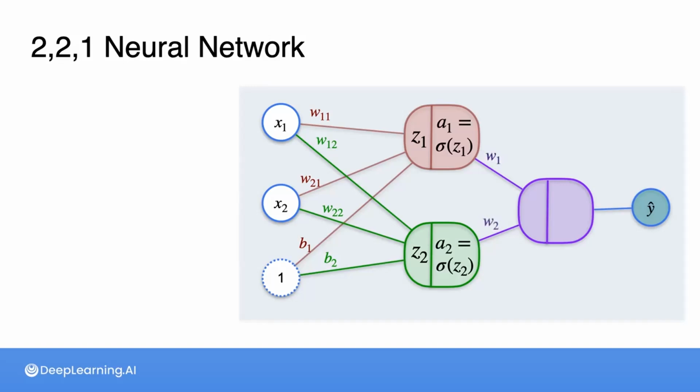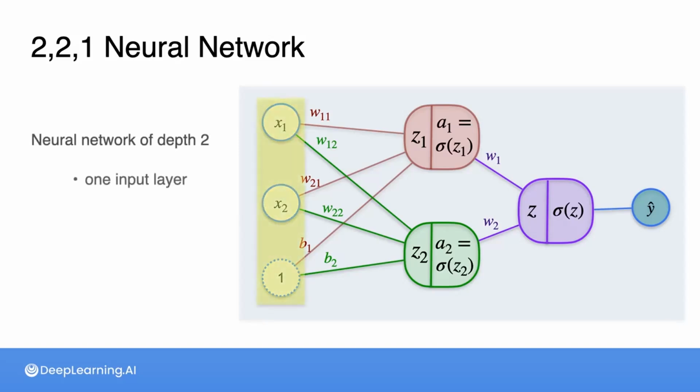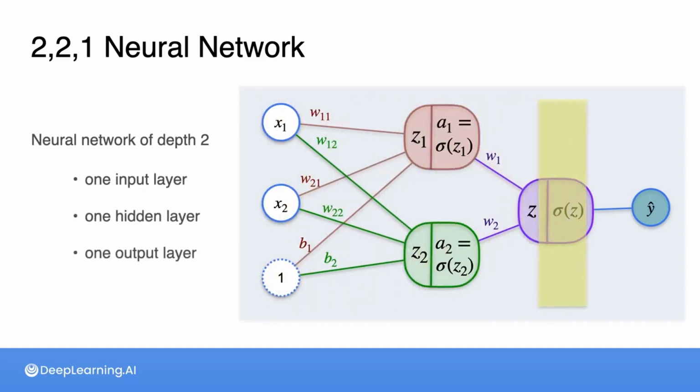So the weights here are W1 and W2, and then z is obtained as A1 W1 plus A2 W2, and then you obtain z, and you apply the sigmoid function to this to obtain y hat. So this is a neural network of depth 2 that has one input layer over here, one hidden layer over here, and the output layer.